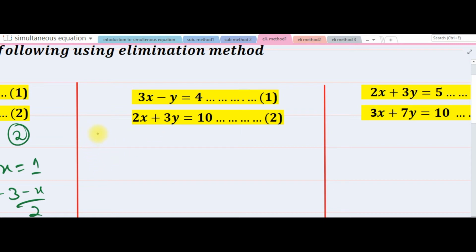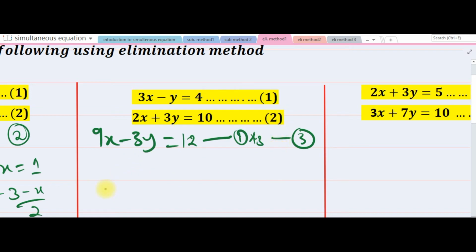So I have 3 times 3x, 9x, minus 3y. 3 times 4 is 12. So I did equation 1 times 3. Call it equation 3. So we now solve equation 2 and 3 simultaneously. So here now the coefficients are the same. So adding equation 2 and 3.